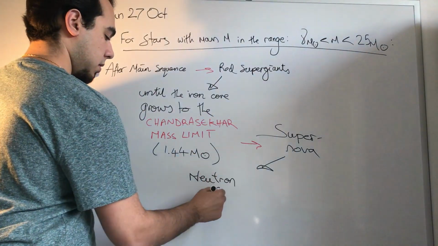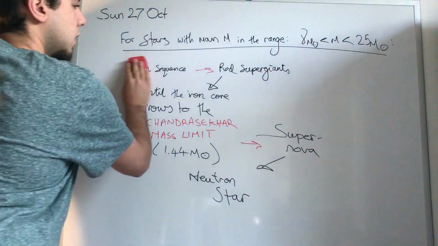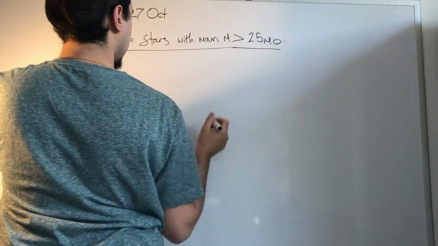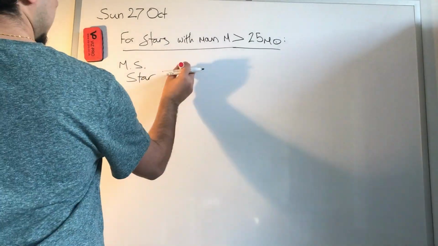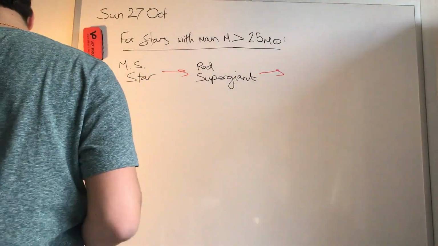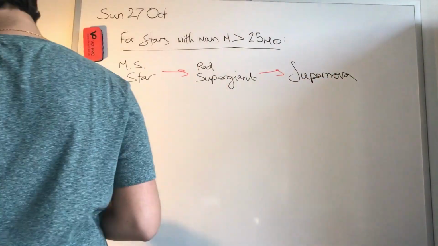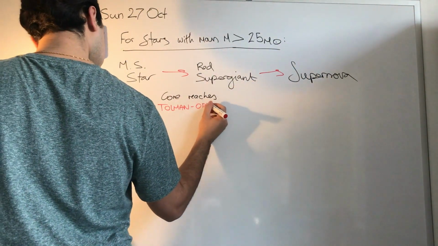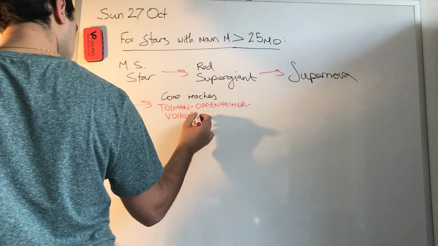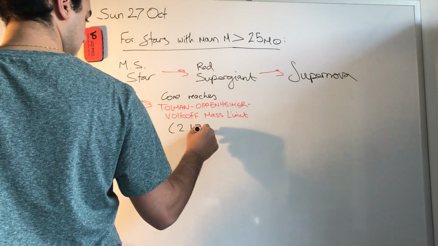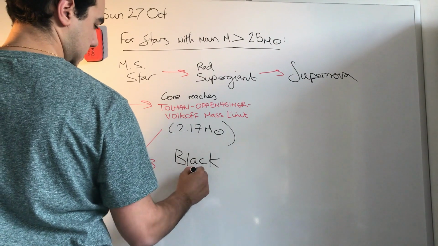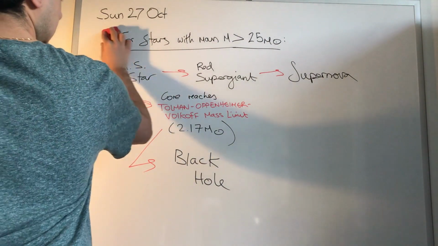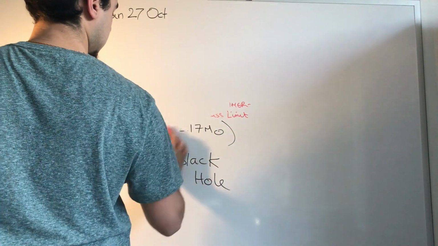The collapsed core then forms a neutron star, a very small and very dense type of star which cools over time. Stars that are larger than 25 solar masses go through a very different route. After exploding into a supernova, if the core has a mass greater than the Tolman-Oppenheimer-Volkoff limit of 2.17 solar masses, it evolves into a black hole instead of a neutron star. A black hole is a region so dense that nothing, not even light, can escape its gravitational pull.